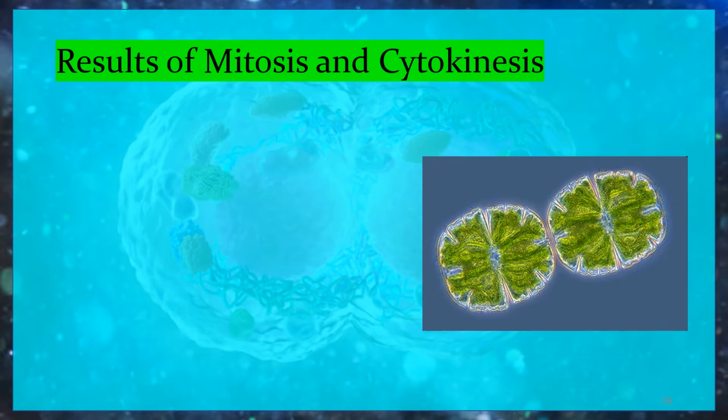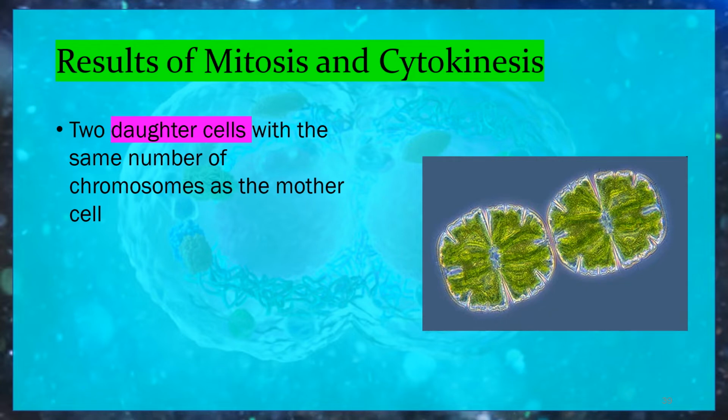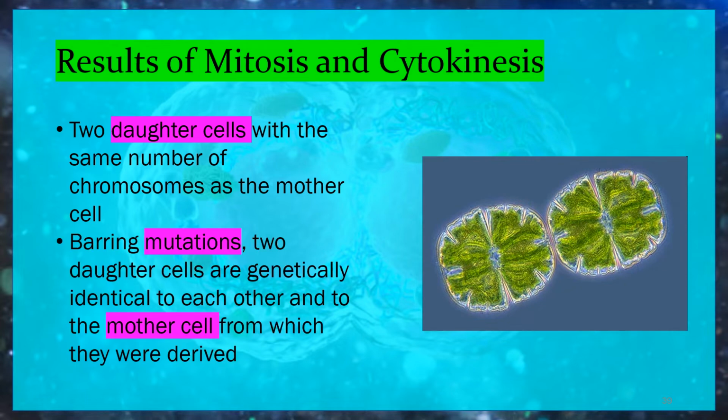Of mitosis and cytokinesis. Okay, we have two new daughter cells with the same number of chromosomes as the mother cell. Okay, barring mutations, the two daughter cells are genetically identical to each other and to the mother cell from which they were divided or derived.